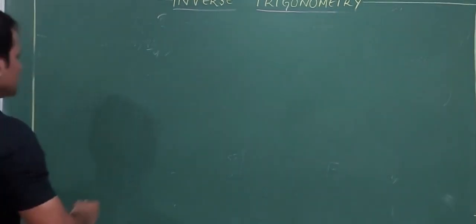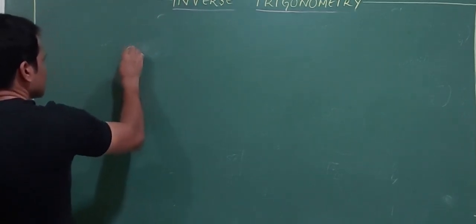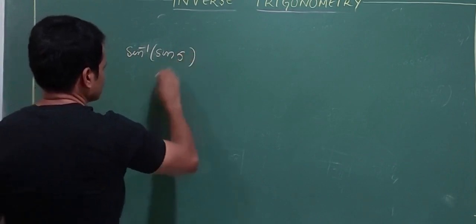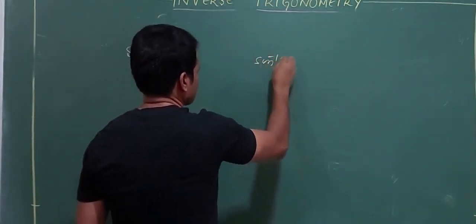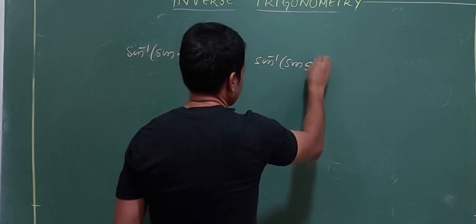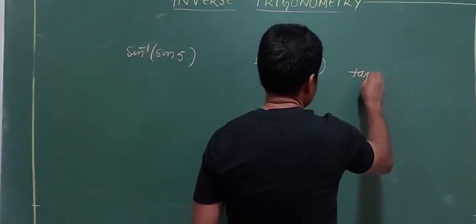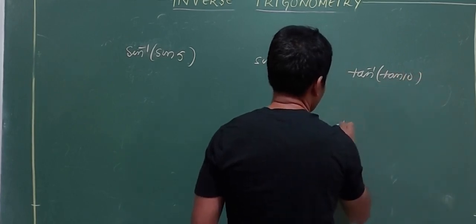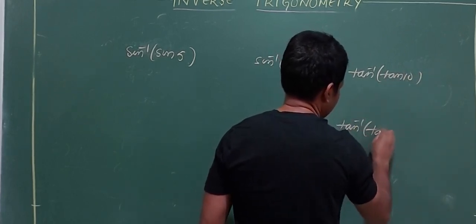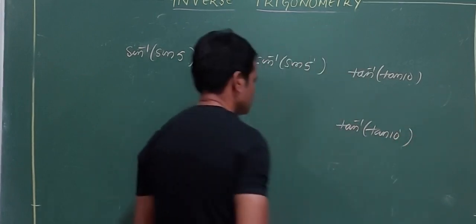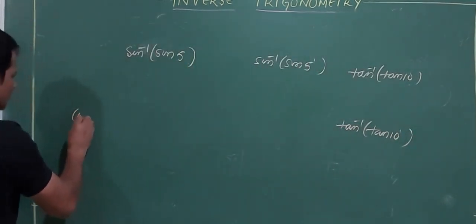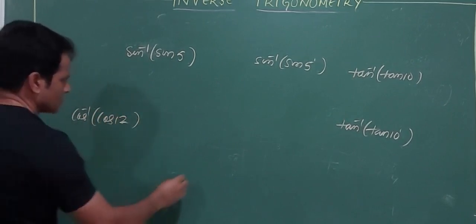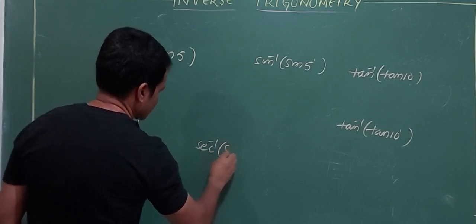Suppose if someone gives you sine inverse of sine pi, sine inverse of sine pi by 2, tan inverse of tan 10, tan inverse of tan 10 degree, cos inverse of cos 12, sec inverse of sec 12 degree.